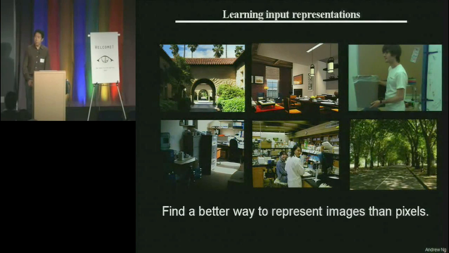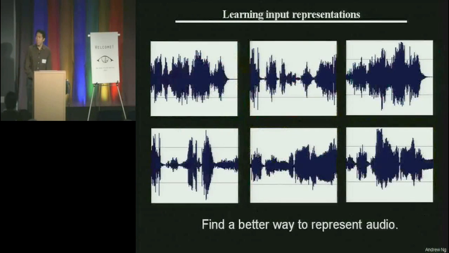Can I give your learning algorithm a set of images and have you find a better way to represent images than the raw input pixels? And if you can do that, maybe I can show the same learning algorithm a bunch of audio and have you find a better way to represent audio than the raw waveforms.